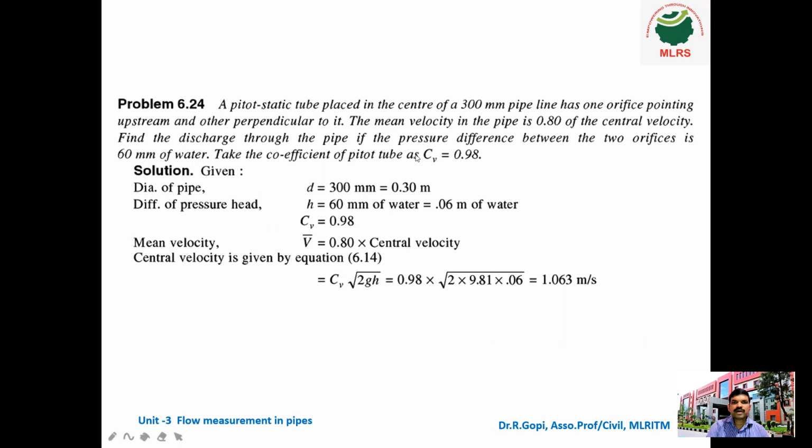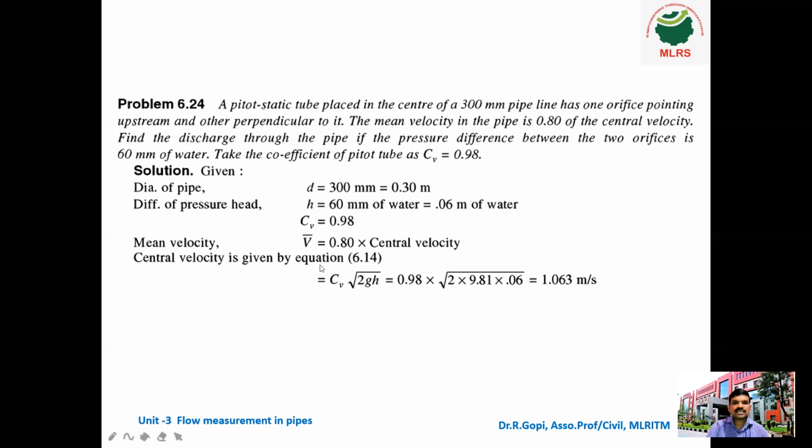Find the discharge through the pipe if the pressure difference between the two orifices is 60 mm of water. Take the coefficient of the Pitot tube as Cv equal to 0.98. So now what are the data given? Diameter of the pipe is 0.3 meter and h, the difference in pressure head, is 60 mm. I converted it into meter, divided by 1000, so it is 0.06 meter of water, and Cv is 0.98, the coefficient of velocity. Mean velocity v bar is equal to 0.8 times the central velocity.